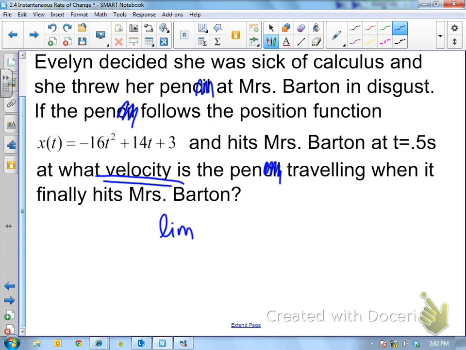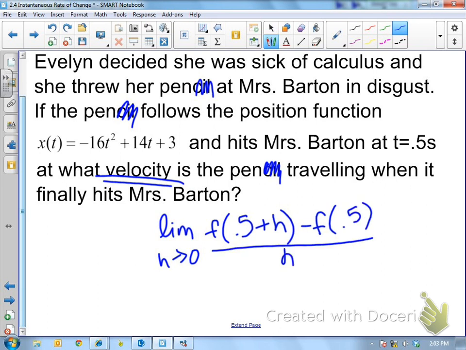So if I'm finding slope, I would just do our limit as h approaches 0 of f of what's our x value that we're trying to consider? Or t value, sorry, working in t. 0.5 plus h minus f of 0.5 all over h. And we'd go through, plug it in, simplify. We don't have to go through the whole problem since we're running out of time. The answer is negative 2.